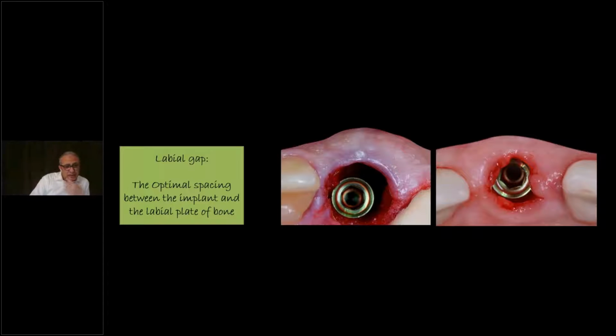The labial gap is something that we should also watch out for in immediate implant placement. No one will be able to cover this gap better than Dr. Tarnow. But let me just touch on a few other issues in regard. The size of the gap, the proximity of the implant towards the labial edge of the labial plate of bone, that's something that we have to really watch out for.